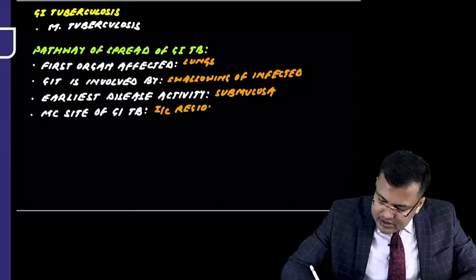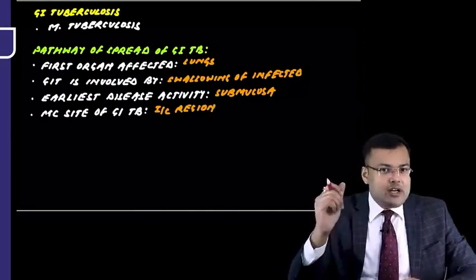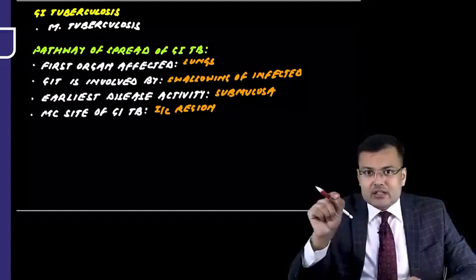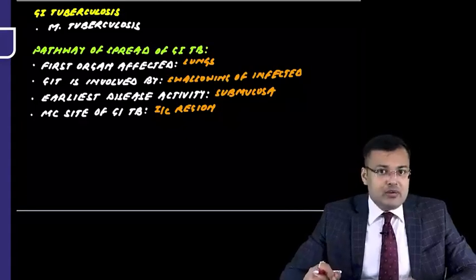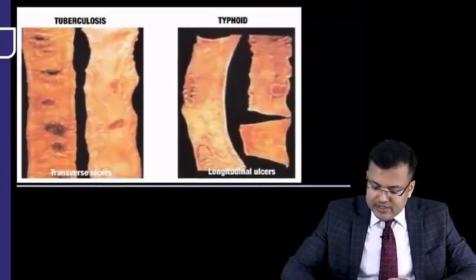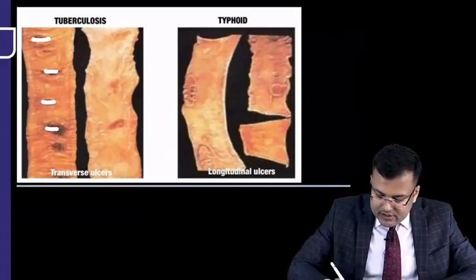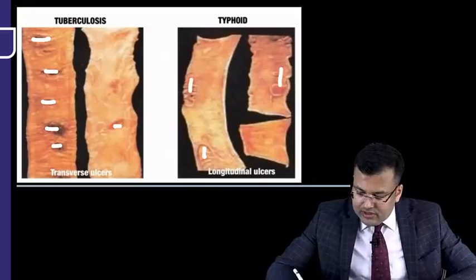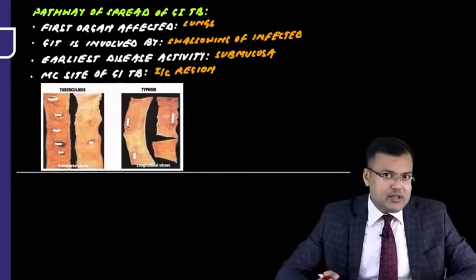Because of this oxidative stress and loss of epithelium, there is formation of ulcer. What kind of ulcers are seen in tuberculosis? In tuberculosis, there are transverse ulcers, and in typhoid there are longitudinal ulcers. In this image, you can see the transverse ulcer in tuberculosis, and in typhoid you can see this kind of longitudinal ulcer.